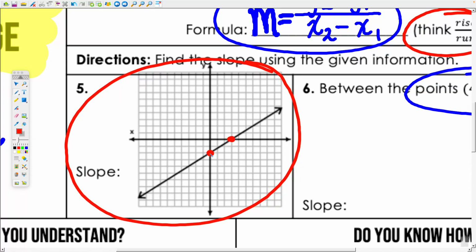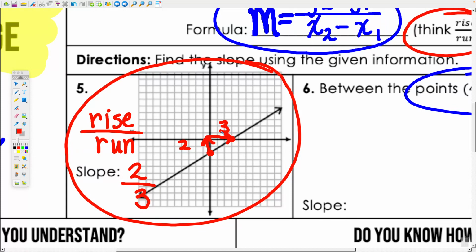And I need to count my rise. How much am I going up to how much am I going over? What is it? Good job. It's 2 up and then 3 over. Rise over run. Keep in mind that positive numbers go up and to the right. But if I was going down and left, it would be negative and negative, okay?